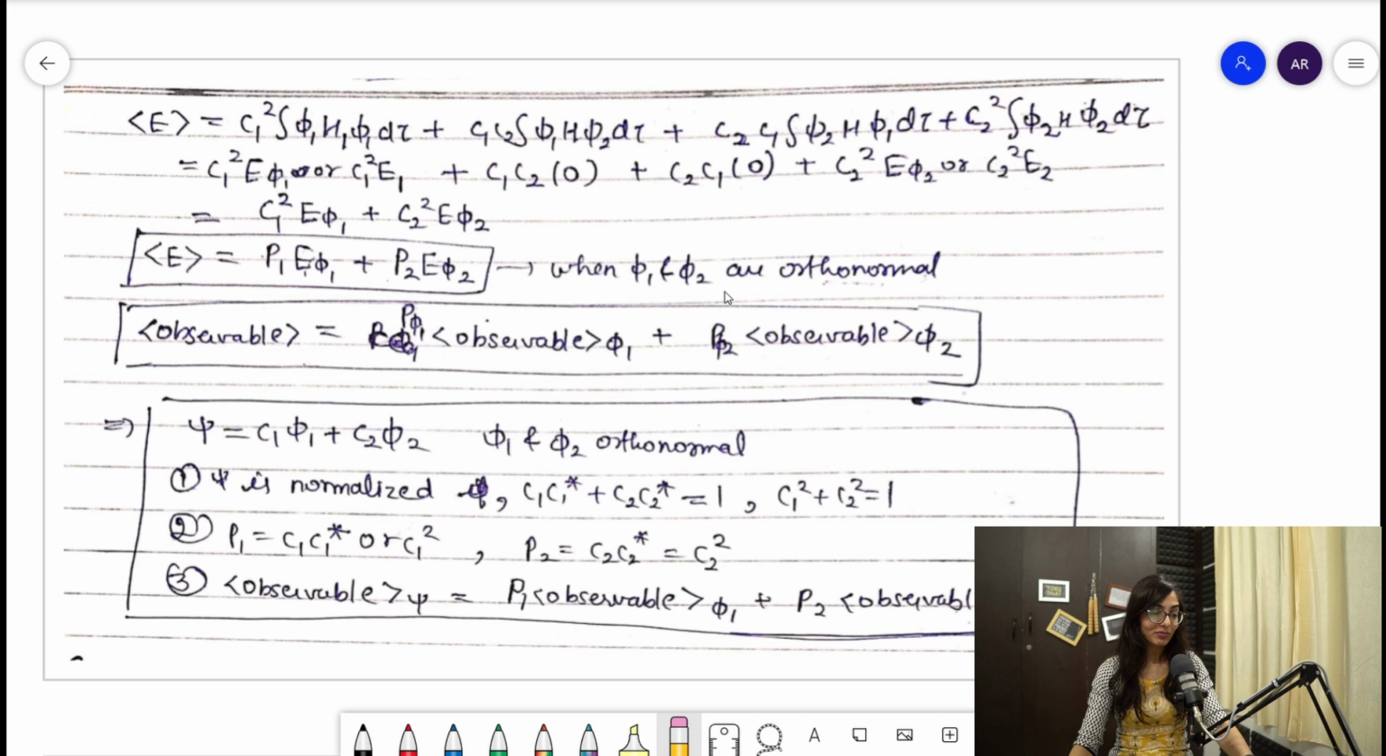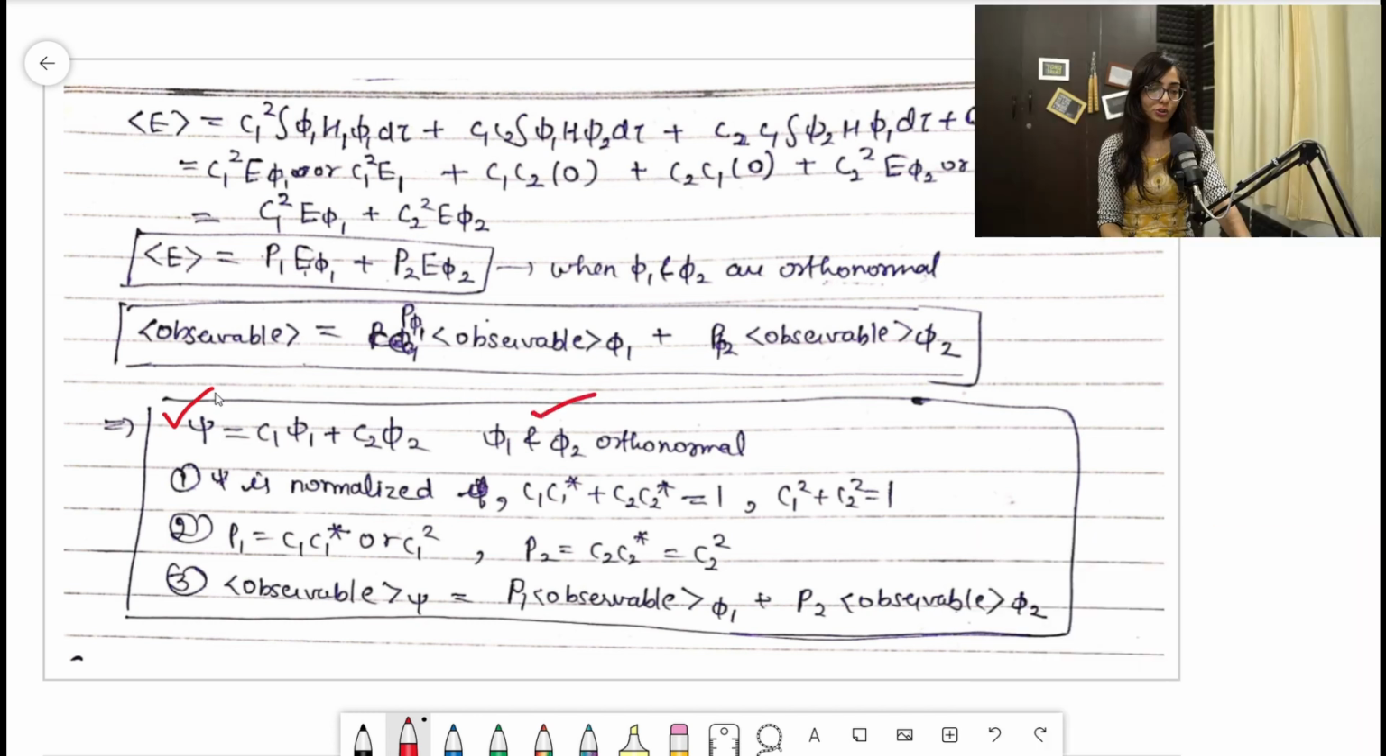Clear? So let's go through the summary of this video, what I have talked about in this video. This is the condition for the superposition principle. Clear? Where psi is C1 phi1 plus C2 phi2, where phi1 and phi2 are orthonormal. Orthonormal means C1 into C1 star and C2 into C2 star is equal to 1. That condition came for this. Otherwise, orthonormal, I told you, should be orthogonal and normalized also, if you remember. Clear? The psi is normalized. That means C1 into C1 star plus C2 into C2 star should be equal to 1.